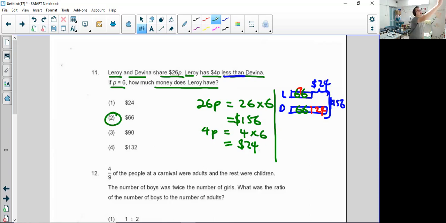Okay, so what's the lesson here? The lesson here is to draw a model. If you do not know how to continue or how to do, why do you draw the model? Because there is a less than or more than.